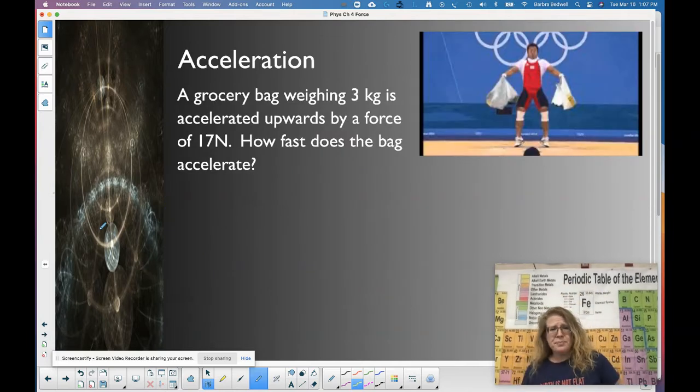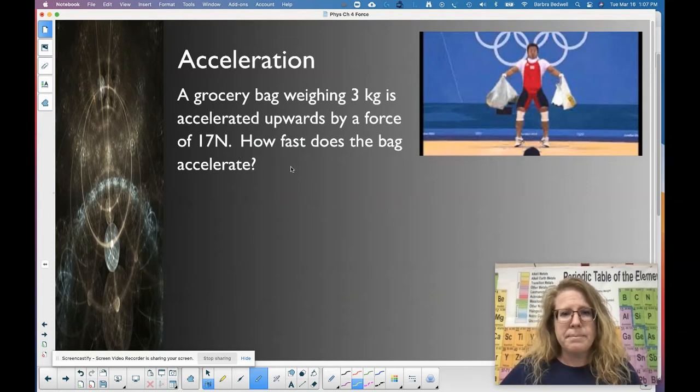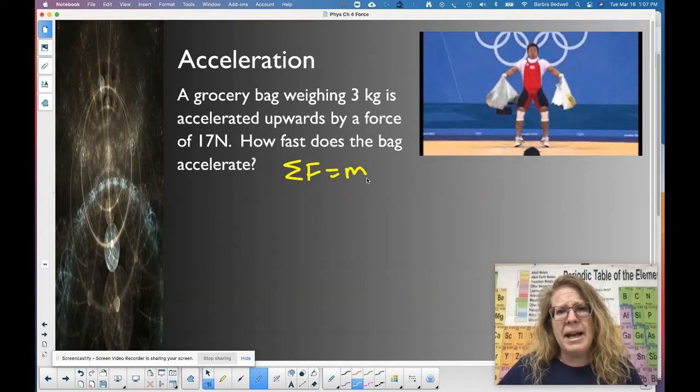Okay, problem number 2 has to do with an acceleration problem. Now, that first one was about net force being equal to 0. This one, we've got acceleration present here. So we've got a grocery bag weighing 3 kilograms, accelerated upwards by a force of 17 newtons. How fast does the bag accelerate? So this is Newton's second law. Newton's second law says net force equals mass times acceleration.